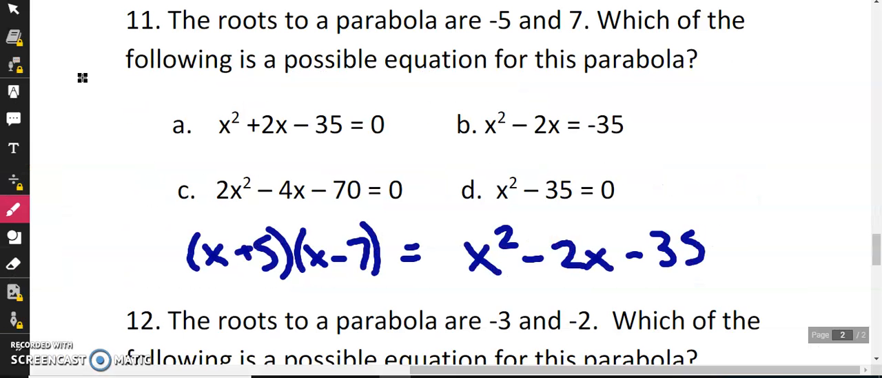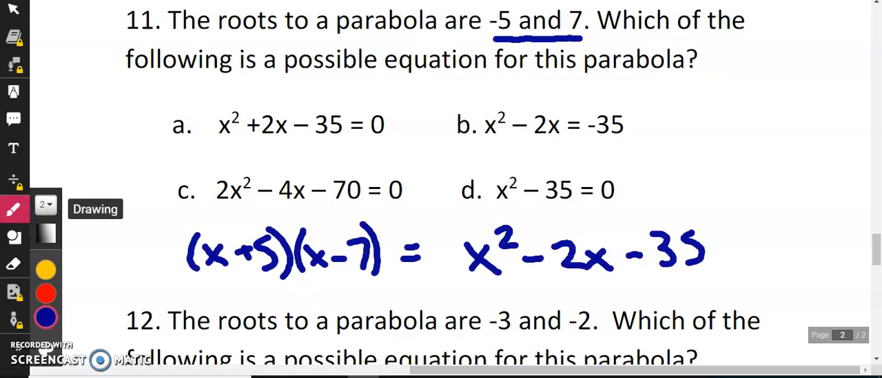And I got that by multiplying with the box just like we did in the previous two examples. So for number 11, I've done something very similar. I've gone ahead and set up my factors with x plus 5 and x minus 7. I've gone ahead and multiplied everything out using the box to get x squared minus 2x minus 35.